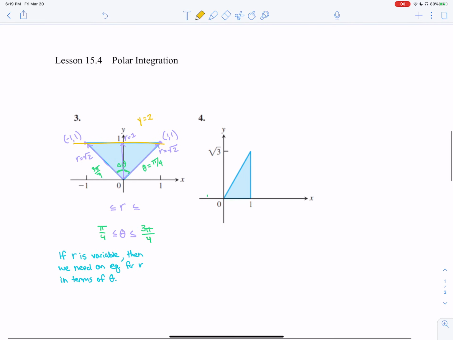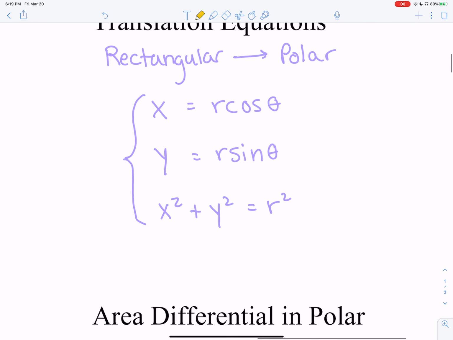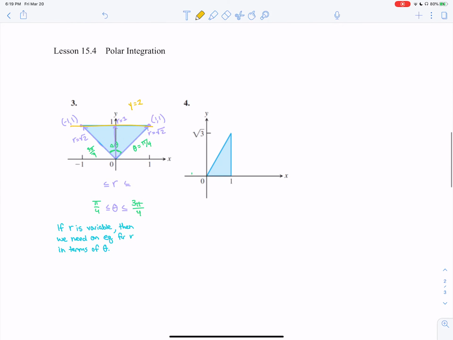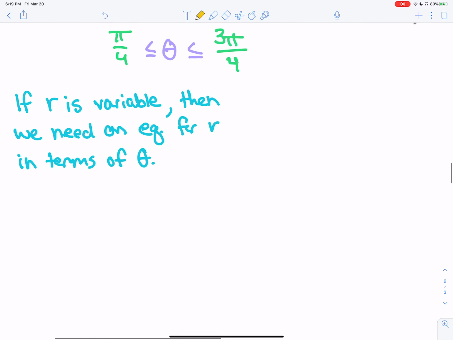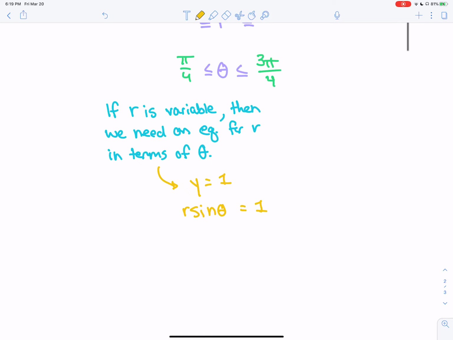Now if we come up to our translation equations, right here, we actually have one for y. Y equals r sine theta. So if we apply that translation equation, we're writing y equals 1 as that terminal for r. That becomes r sine theta equals 1. And we need to write an equation for r, so r equals something in terms of theta.